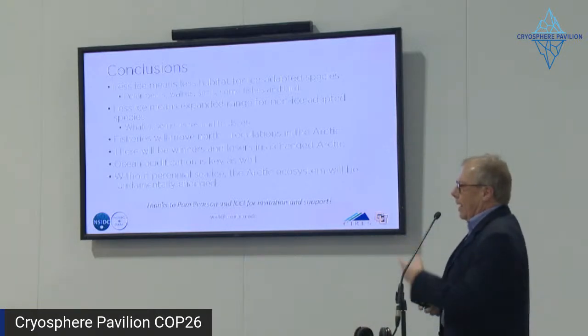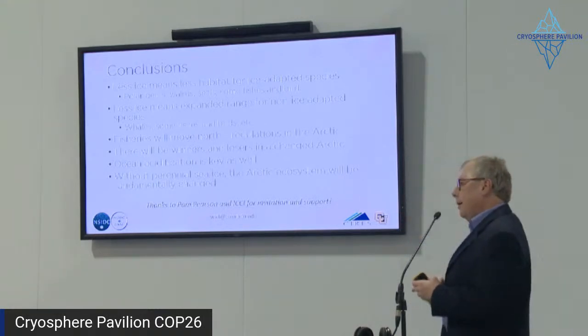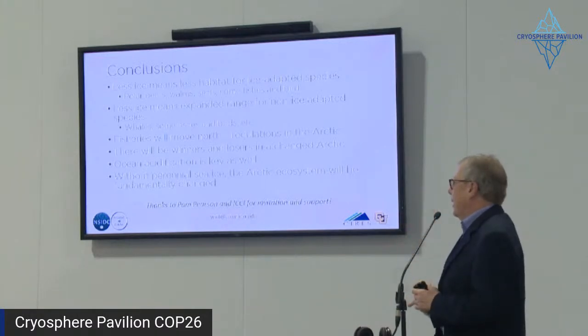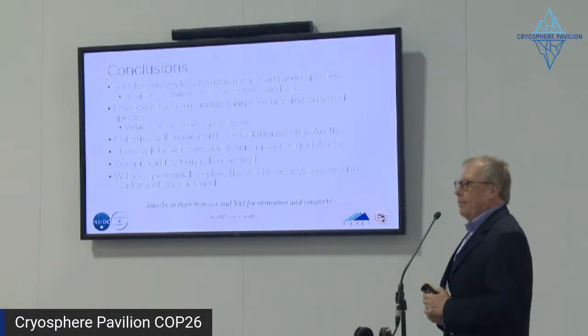But I think ocean acidification, which has been talked about elsewhere, is going to be key too, because as the oceans acidify, it's going to affect a lot of species, whether there's ice there or not. And I think everyone probably knows this, but without the perennial sea ice, as we get to ice-free summers, the Arctic Sea ecosystem is going to be fundamentally changed. So I'll just finish there.